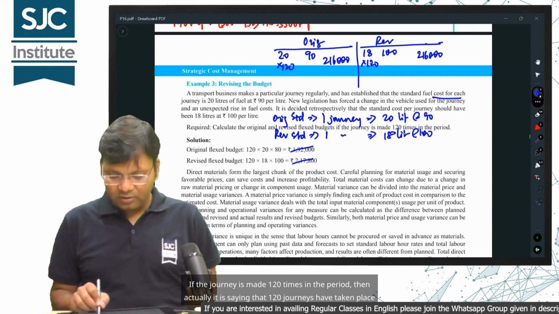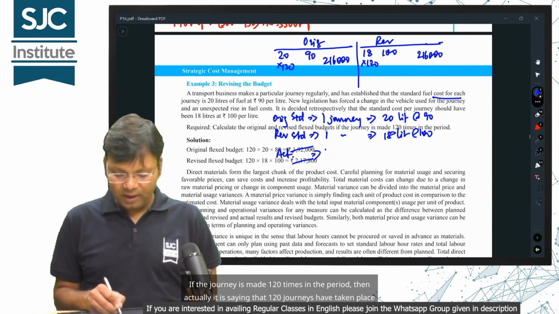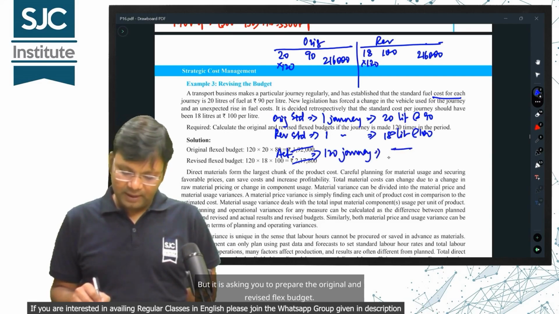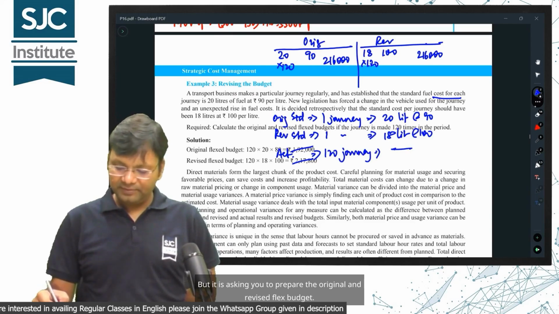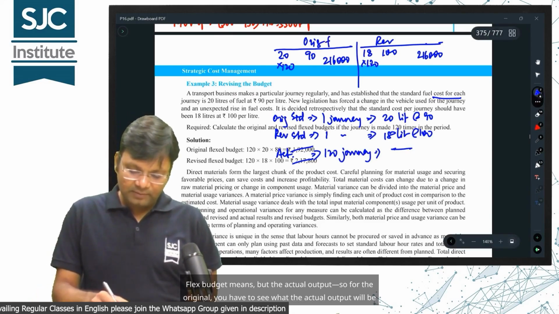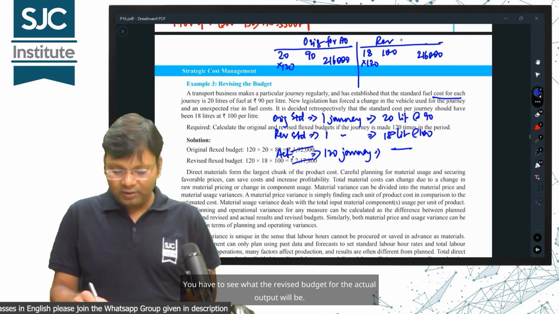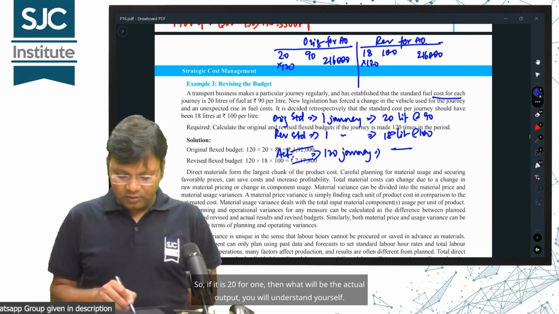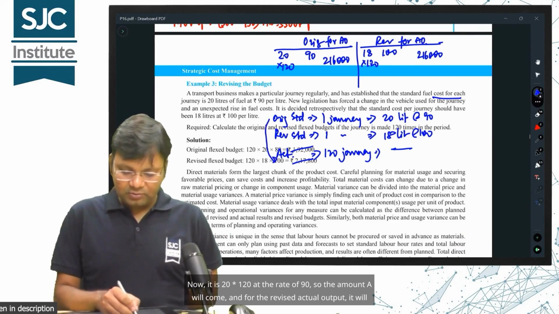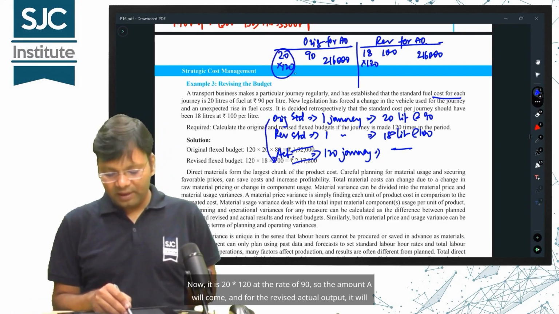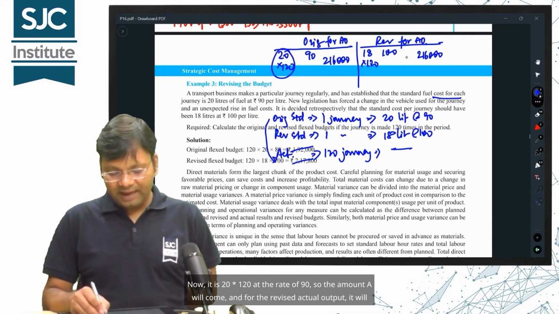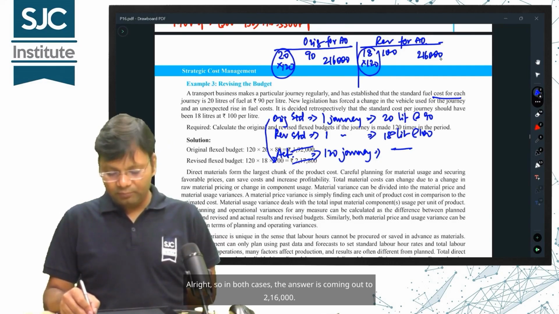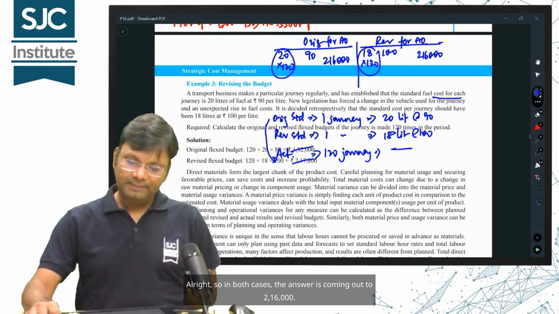If the journey is made 120 times in the period, then actually it is saying that 120 journeys have taken place, but for that, the actual details have not been given to you. But it is asking you to prepare the original and revised flex budget. Flex budget means, as per the actual output, so for the original, you have to see what the actual output will be. You have to see what the revised budget for the actual output will be. So, if it is 20 for 1, then what will be the actual output, you will understand yourself. Now, it is 20 * 120 at the rate of 90, so the amount will come, and for the revised actual output, it will be 18 * 120 at the rate of 100, which is 2,16,000. Alright, so in both cases, the answer is coming out to 2,16,000.